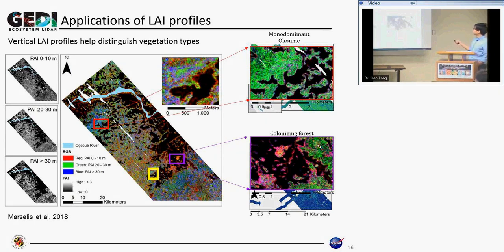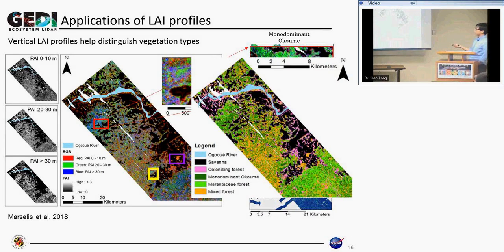And it turns out that this one, with most of the foliage up in the canopy, would be the prominent local forest, Okoumé. And here is actually the colonist forest. So that's why it has most of its foliage down near the ground. We can make a prediction based on this profile and tell what the distribution of the vegetation clusters is, based on the vertical information. And again, recall the previous talk: LAI cover is not giving you anything.